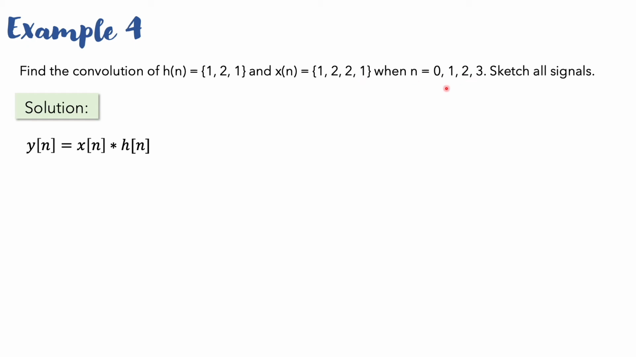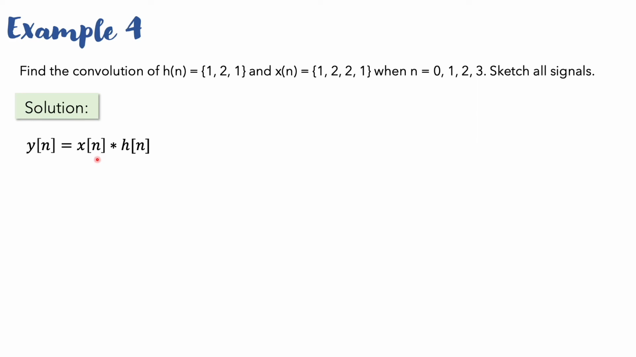Now, at the end you have to sketch all these signals also. Since these are discrete time sequences and we have to find out the convolution of these two, we will use convolution sum. Okay, and this is a standard form of writing it.